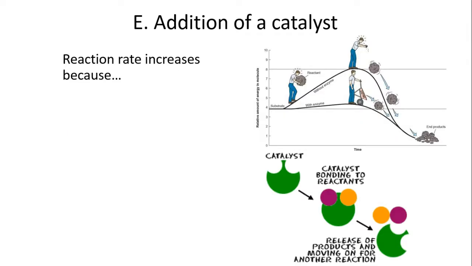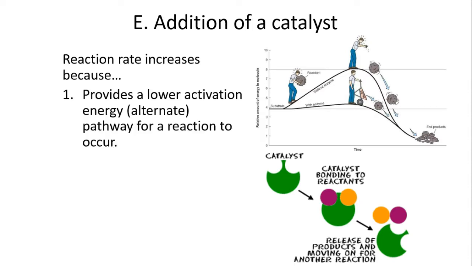Okay, fifth thing, the addition of a catalyst. Now, I've talked about this just a little bit, but a catalyst can speed up the reaction by lowering the activation energy. What it does is it provides an alternate pathway for that reaction to occur. And so here I've got a picture of a potential energy diagram, and you have a person trying to put a boulder over this hill.